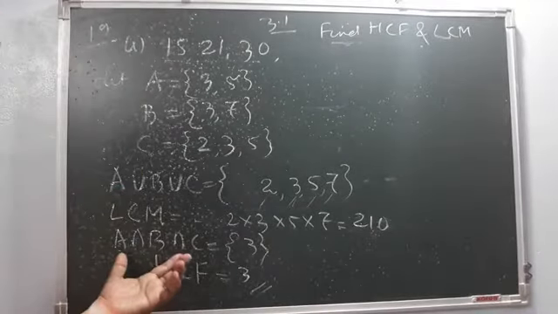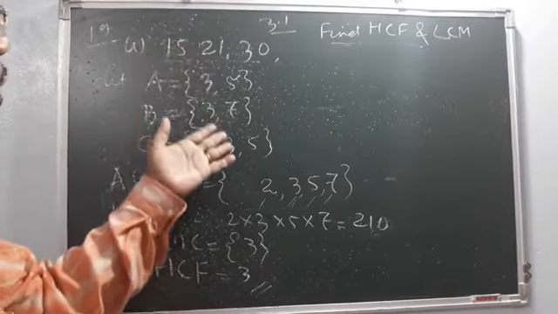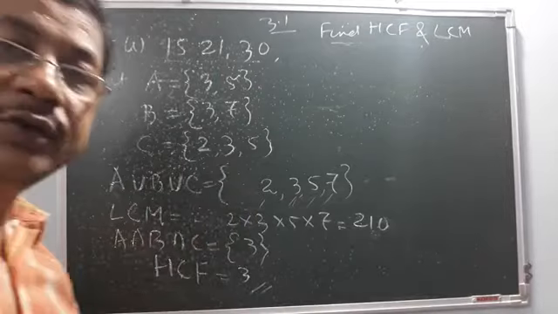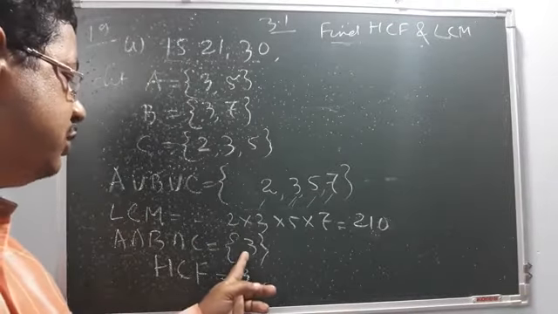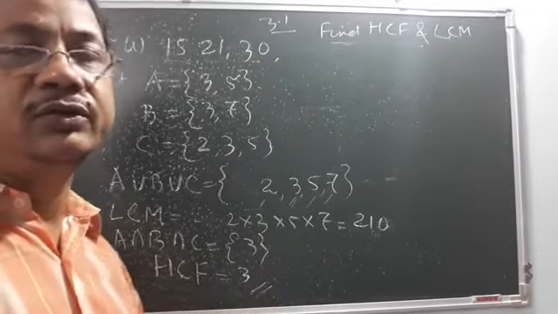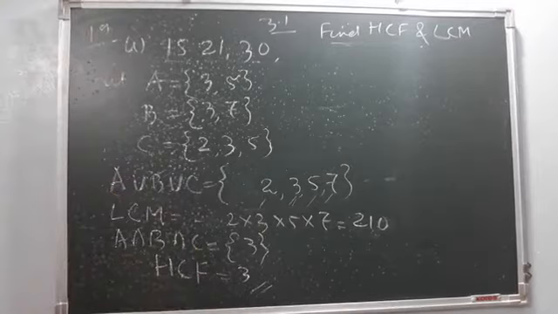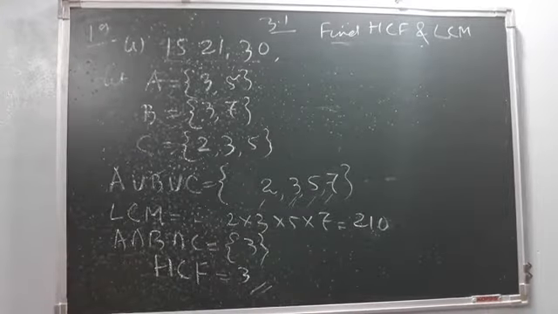Then A intersection B intersection C we have found, and it is what? Common element between A, B, C. It is only a single element, 3. So this gives the product of all the numbers in this set. Here 3 is there only, so 3 will be the answer. So I expect you will do question number 2 as your homework.